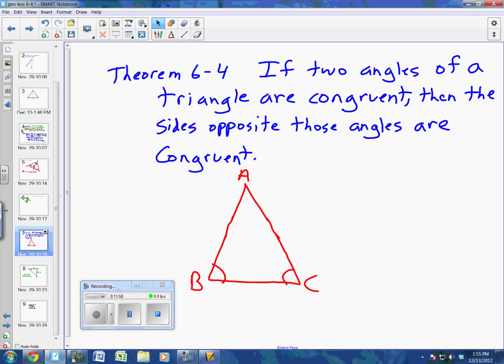Okay, we're going to learn another theorem here. If two angles of a triangle are congruent, then the sides opposite those angles are congruent. So what's congruent here?